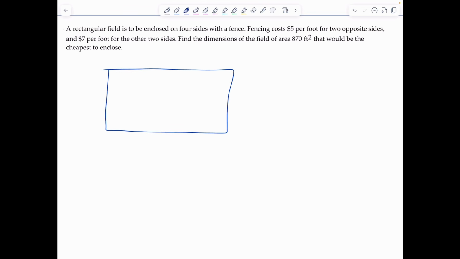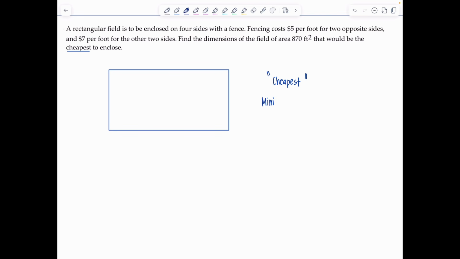Okay, so here's where your reading comprehension skills have to be on full blast. I know they mentioned area, but what quantity are we trying to optimize? That word cheapest is it. Cheapest means you're trying to minimize the cost. Yep. The area is just there as an extra piece of info. No, not to confuse you, because we're going to need it to reduce the number of variables in our equation.